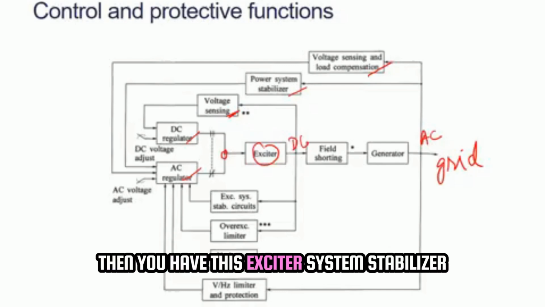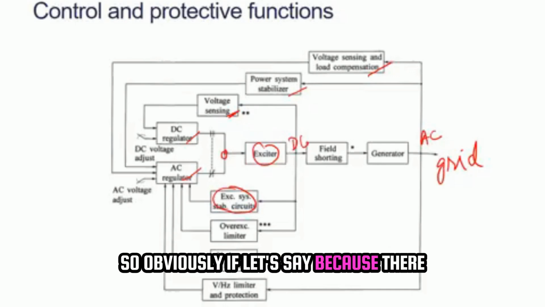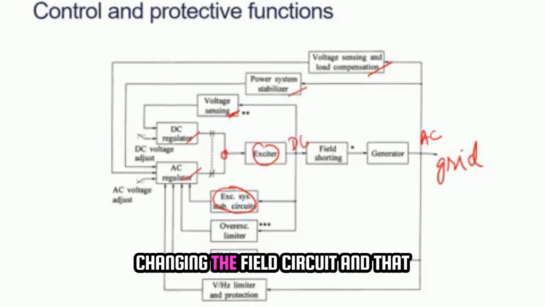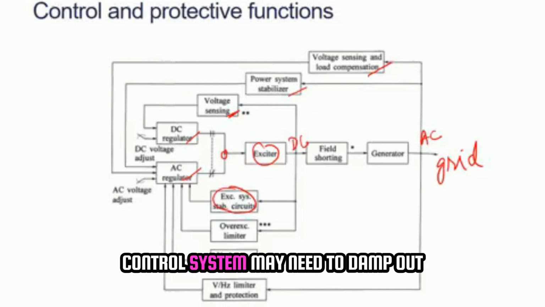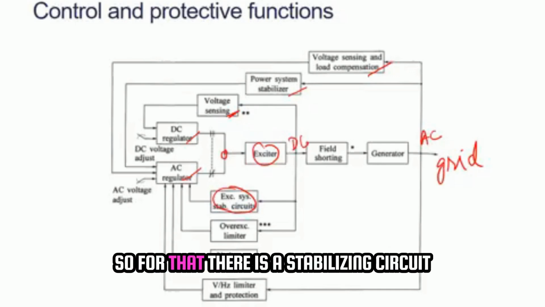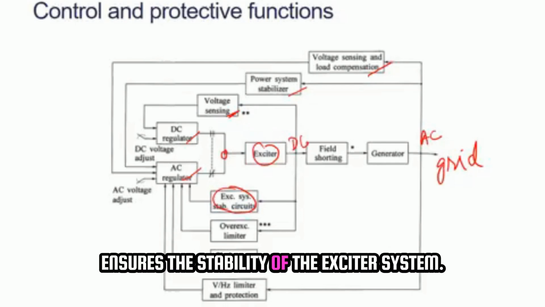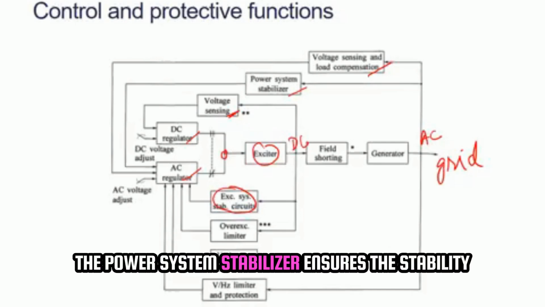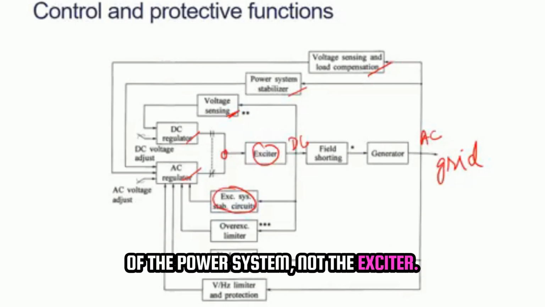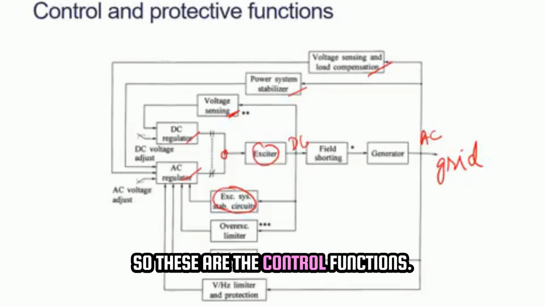Then you have the exciter system stabilizing circuits, which stabilize the control functions of the exciter. Because there is a control system which is changing the field circuit, that control system may need to damp out the fluctuations of the exciter system. For that, there is a stabilizing circuit for the excitation system. This also ensures the stability of the exciter system. The power system stabilizer ensures the stability of the power system, not the exciter. So that is what is happening here. Right, so these are the control functions.